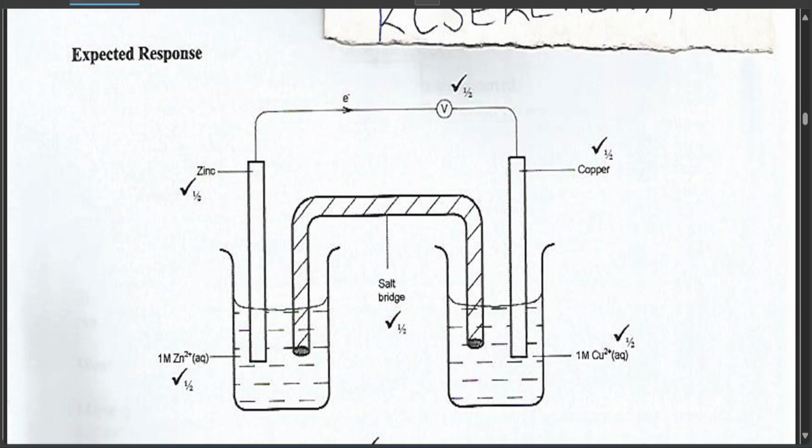Expected response. So this is the actual answer. The students were supposed to draw the voltmeter. They were supposed to show which one was copper, which one was zinc, and also they were supposed to show the zinc 2 plus, and the salt bridge. You can also write potassium nitrate instead of the salt bridge. You can get a correct mark for that.